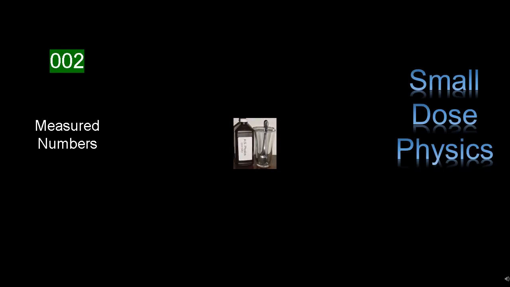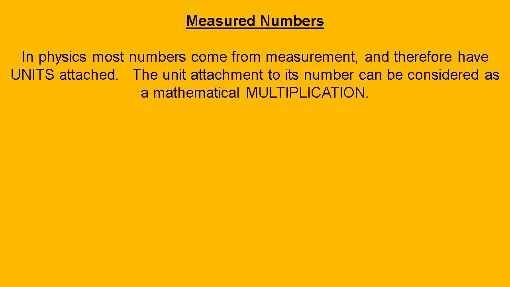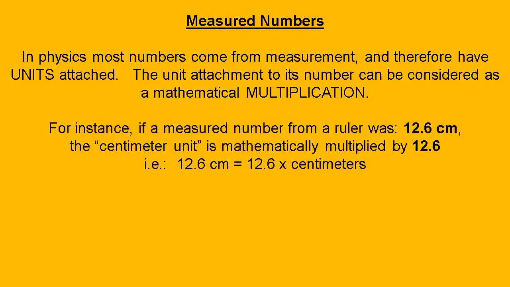This is Small Dose Physics, Blurb 2. Measured numbers. In physics, most numbers come from measurement, and therefore have units attached. The unit attachment to its number can be considered a mathematical multiplication. Therefore, if you have, say, 12.6 centimeters, it can be considered to be 12.6 times centimeters.